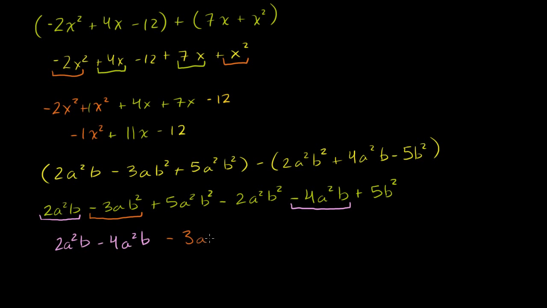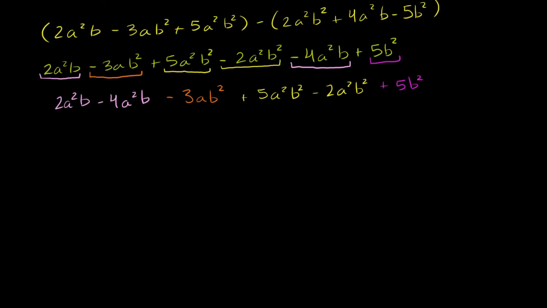Minus 3ab squared. And then, let's see, I have an a squared b squared term here. Do I have any other ones? Well, yeah, sure. The next term is an a squared b squared term, so let me just write that. Plus 5a squared b squared minus 2a squared b squared. Right? I just wrote those two. And then finally, I have that last b squared term there, plus 5b squared. And now I can add them.